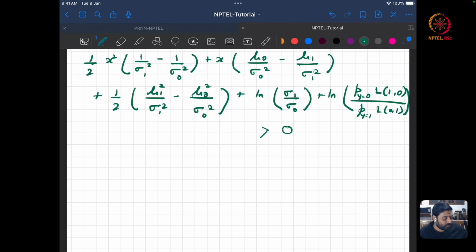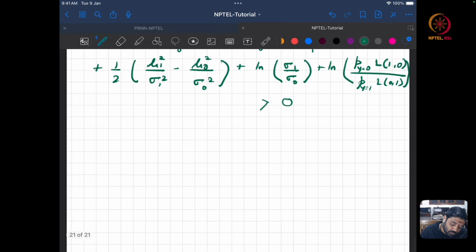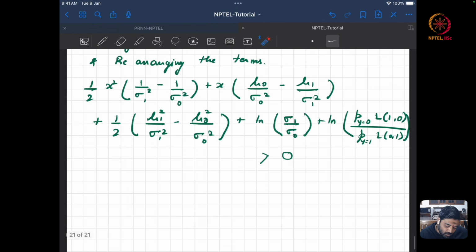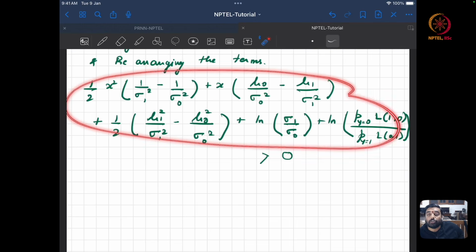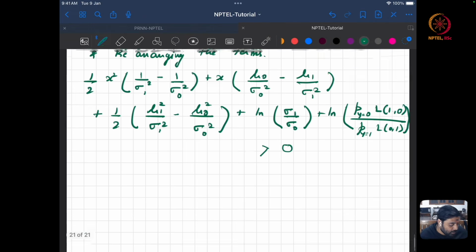Okay, I'm just shuffling things. So now if you look at this, you have an x square term, you have an x term, and then you have some bunch of constants put together. Now this is similar to ax square plus bx plus c. When you have mu and sigmas fixed and you fix the prior probabilities, this is a function of your x.